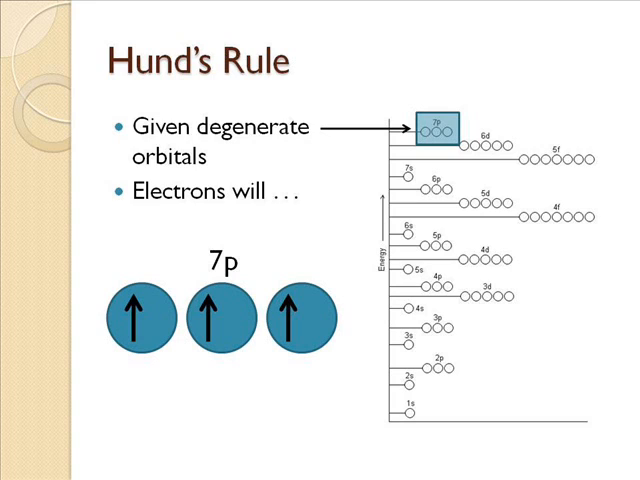Once all of the orbitals have a single electron, a second electron will be added to the first orbital spinning in the opposite direction, a la the Pauli Exclusion principle. This will continue until each of the orbitals has 2 electrons.